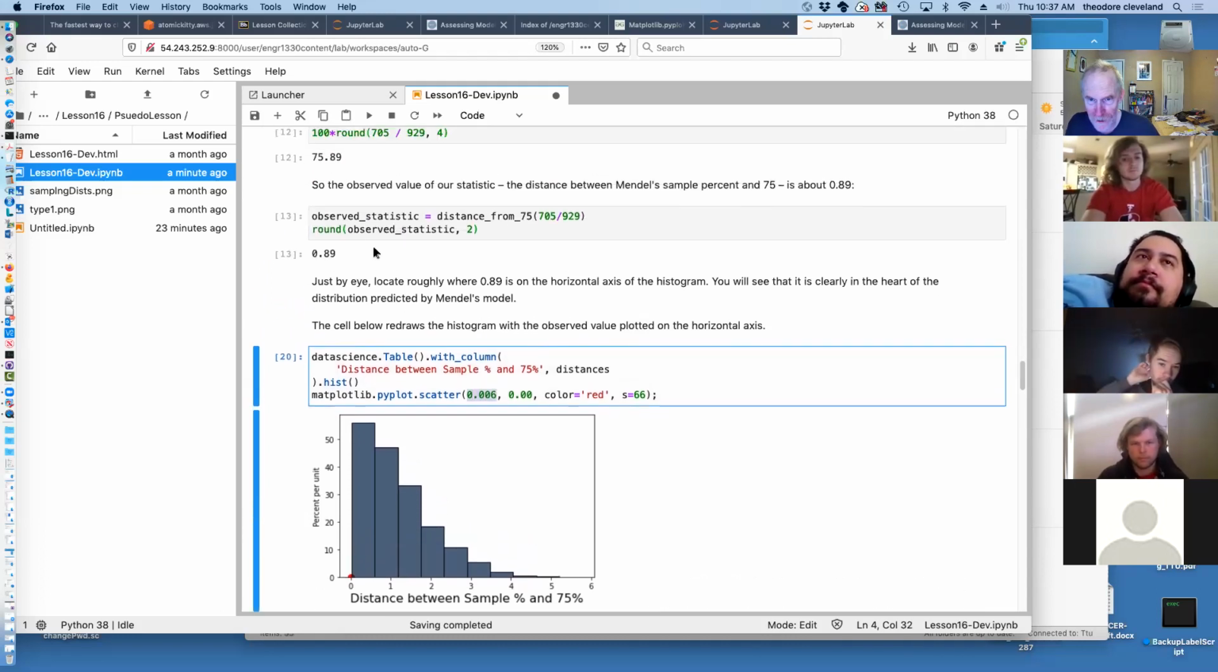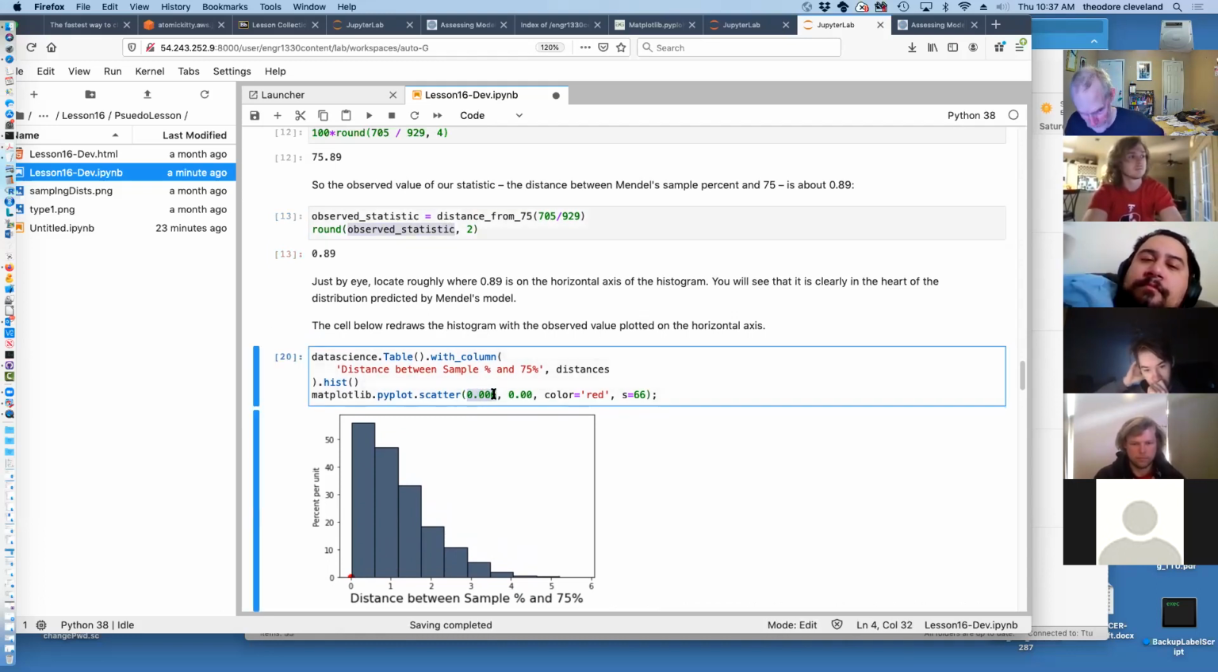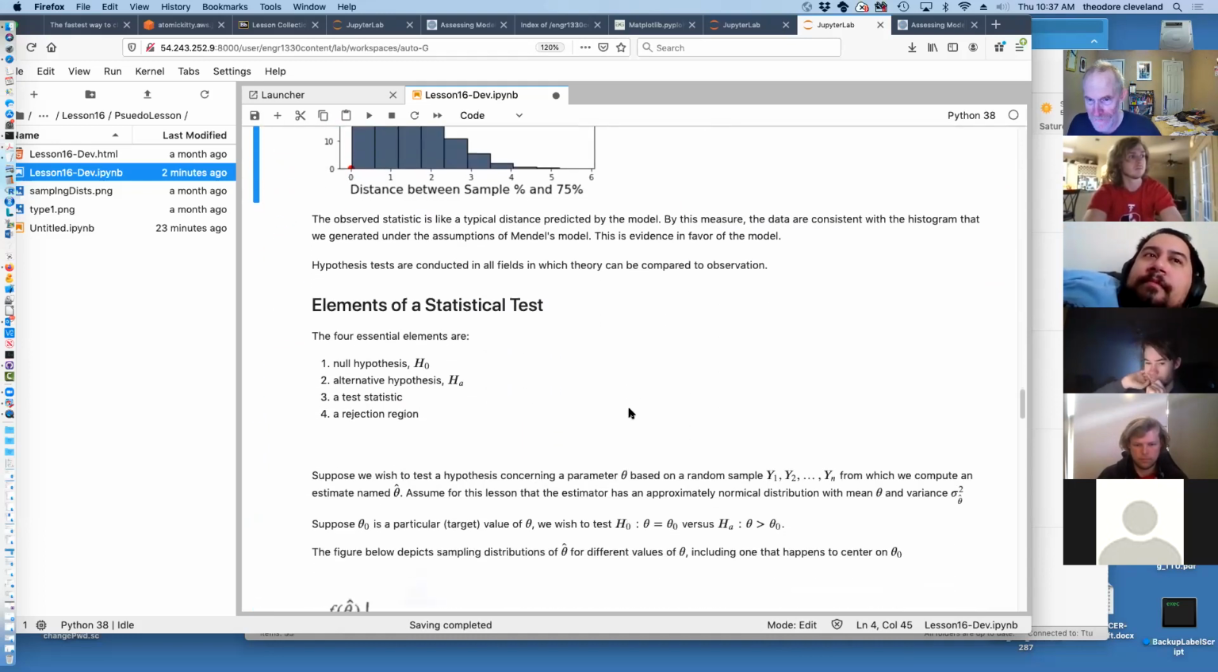Now, what was the name of that variable? I think it was observed statistic. I'm working live on the server while trying not to break anything. This has no impact on the HTML version of the file.